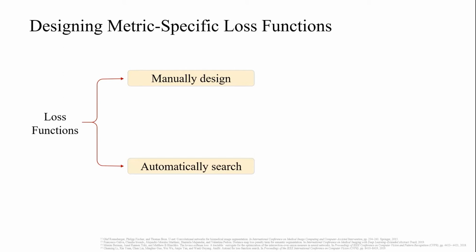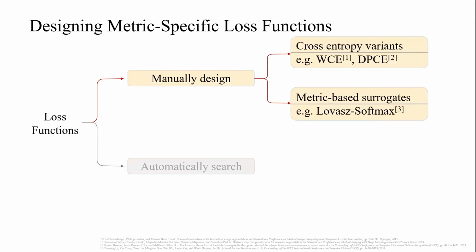There are two approaches: manual design and automatic search. As for the manual design approaches, there are some works trying to handcraft variants of the cross-entropy loss, such as WCE, weighted cross-entropy, and DPCE, and so on. Other works handcraft differentiable surrogates of the evaluation metrics by carefully analyzing the properties of the metric. However, manual design requires high human cost for trial and error and cannot be extended to generic tasks.